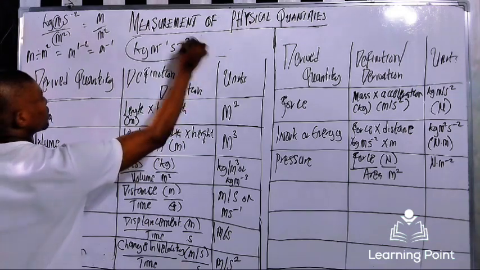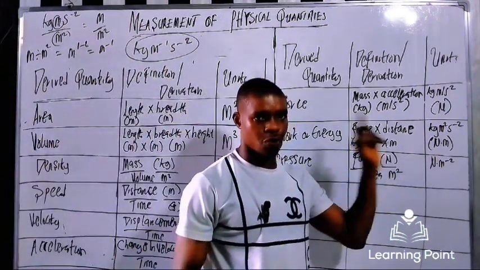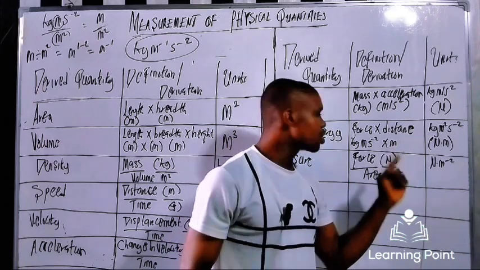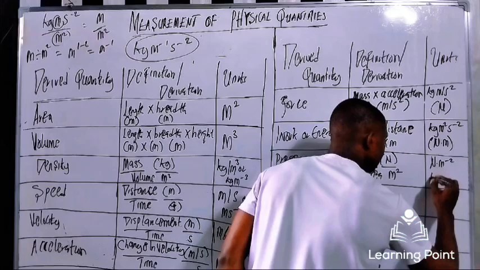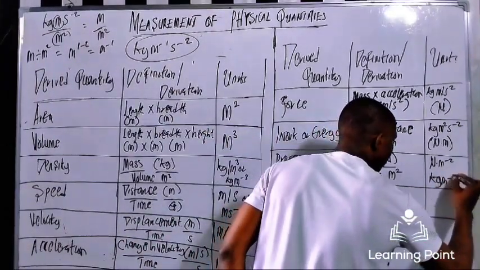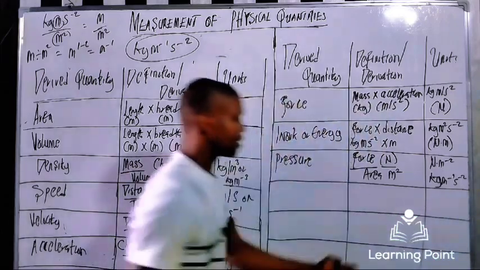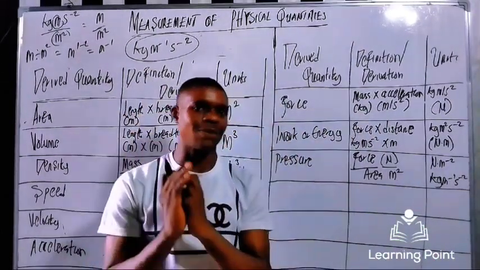That is it. So when we talk about pressure, it can be Newton per meter square, or you can say kg per meter per second square. That is it. Very important. These are key things you are supposed to know as a physics student.